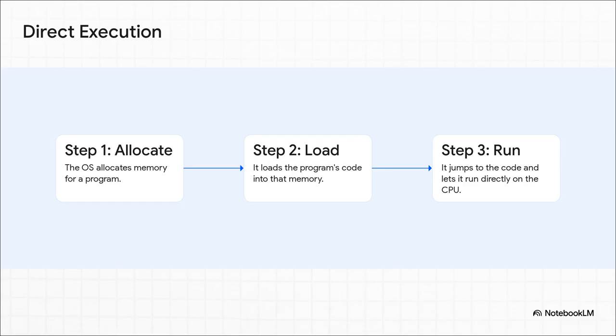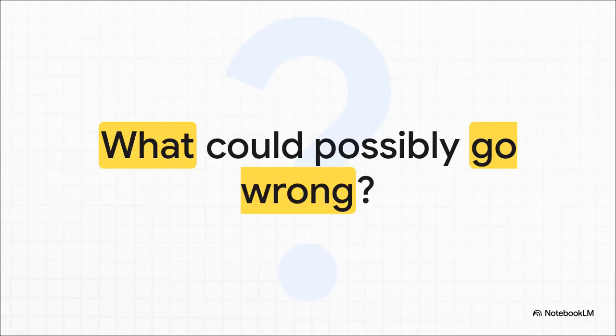And this is crazy efficient. There's no overhead, no one looking over its shoulder. The program is talking directly to the metal, running at full raw hardware speed. It really is the fastest way you could imagine. Sounds great, right? Super simple, super fast. So, what's the catch? What could possibly go wrong? Well, as it turns out, just about everything.